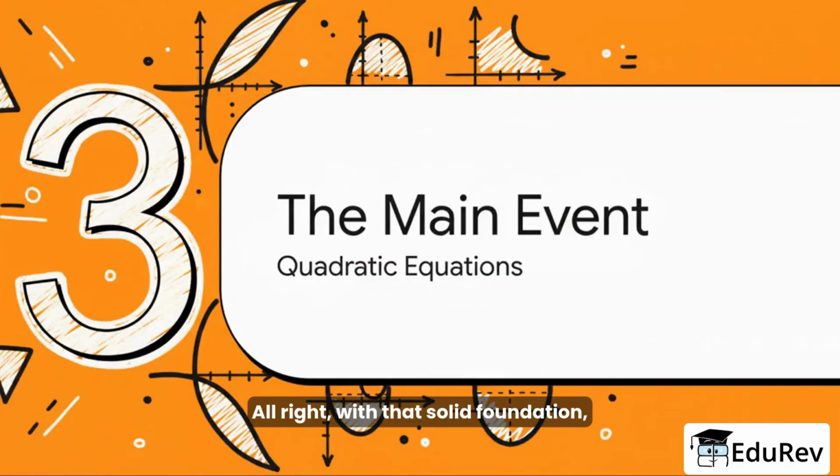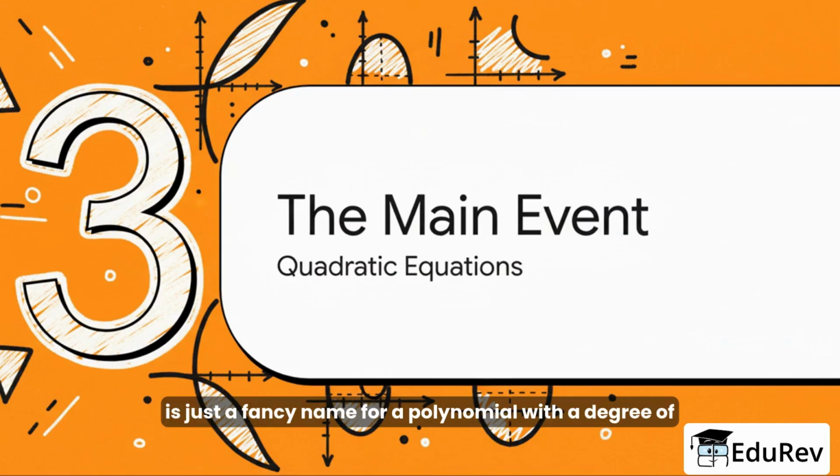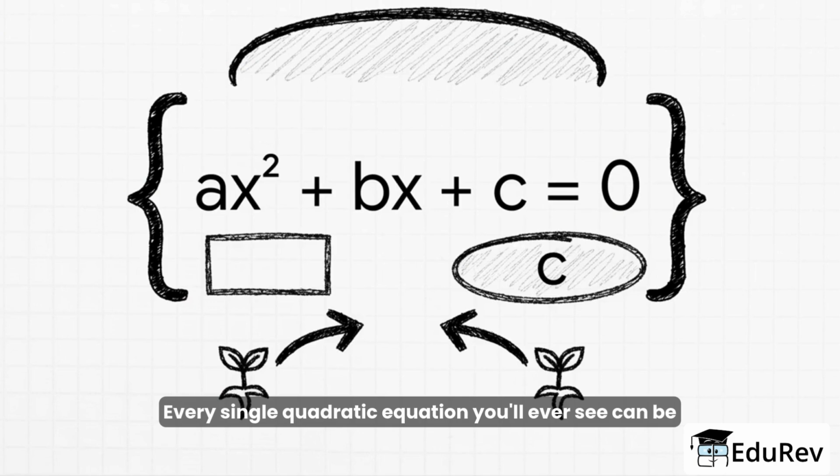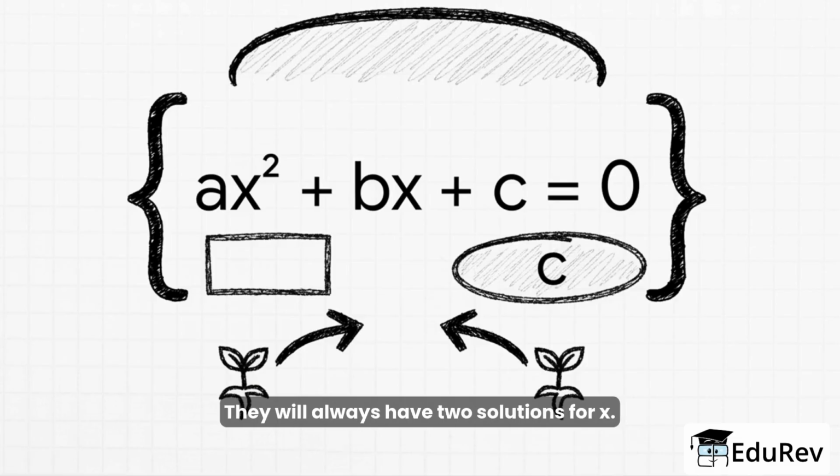All right, with that solid foundation, it is time for the main event. Let's dive into the type of polynomial that you are absolutely 100% guaranteed to see on the GMAT, the quadratic equation, which, by the way, is just a fancy name for a polynomial with a degree of 2. Every single quadratic equation you'll ever see can be written in this standard form. You've got your x squared term, your x term, and your number at the end. And here's a key thing to remember. They will always have two solutions for x. We call them roots. Always two.